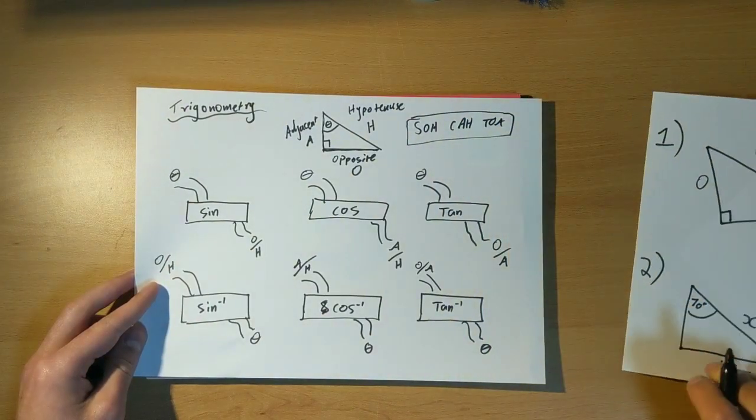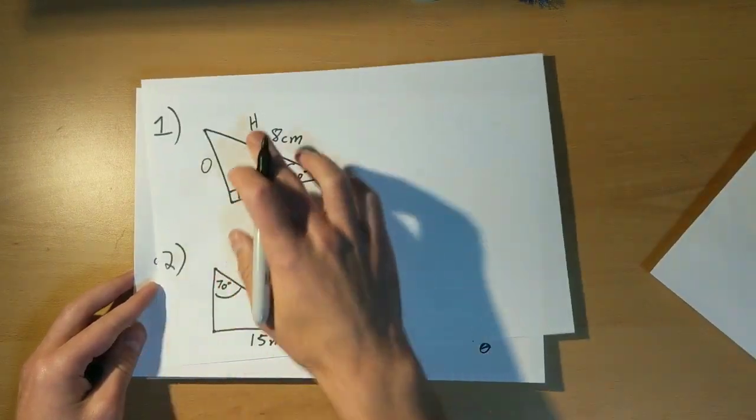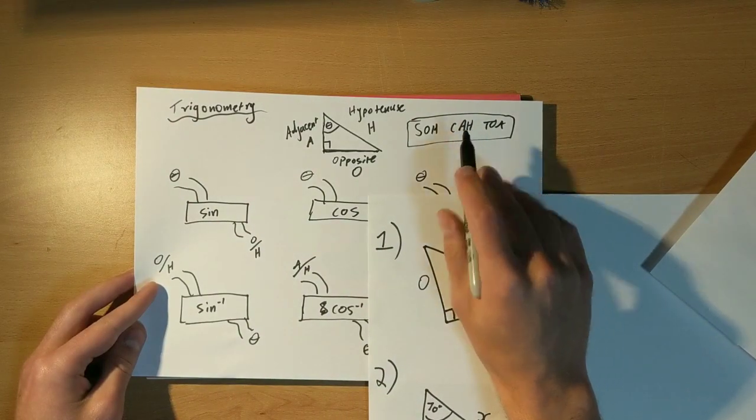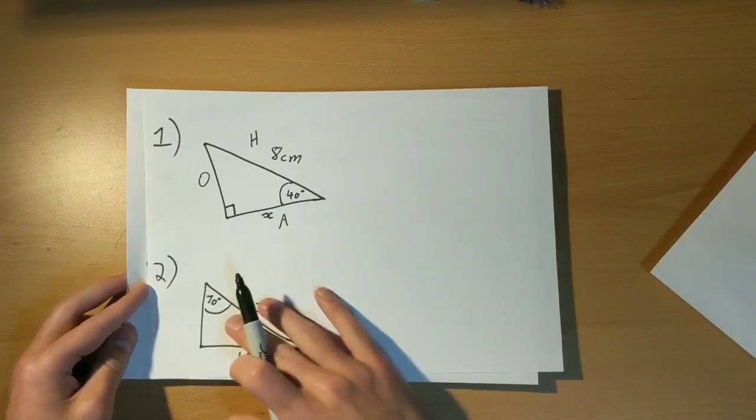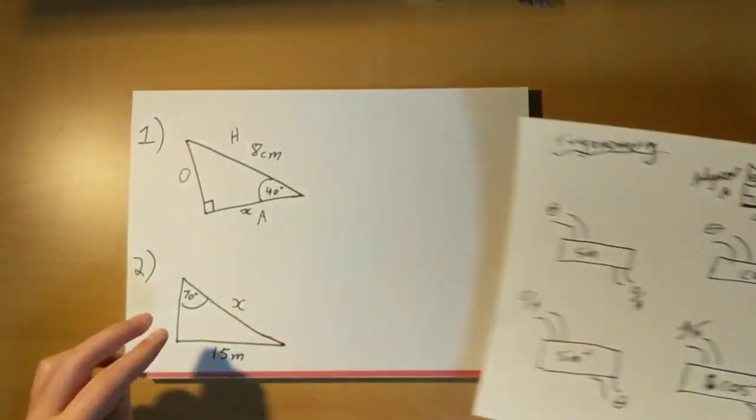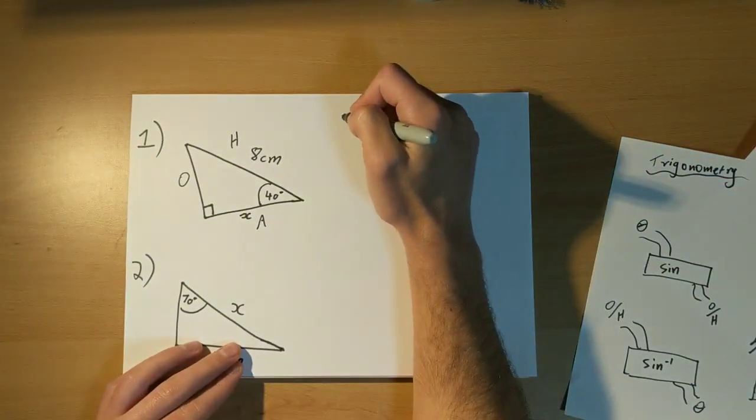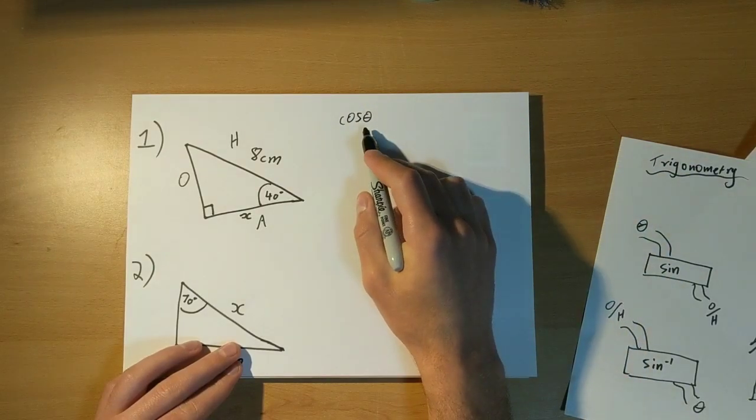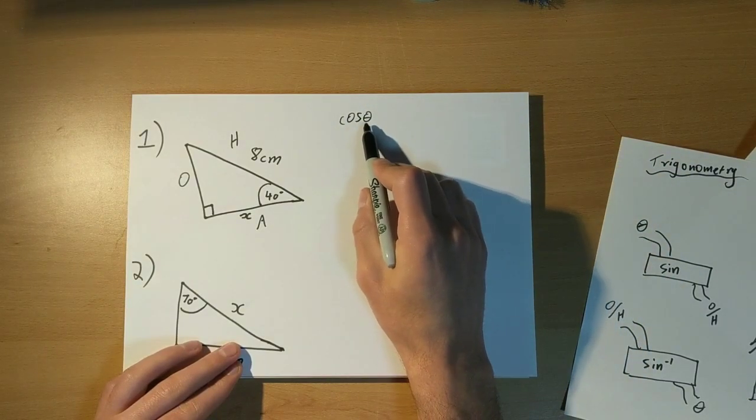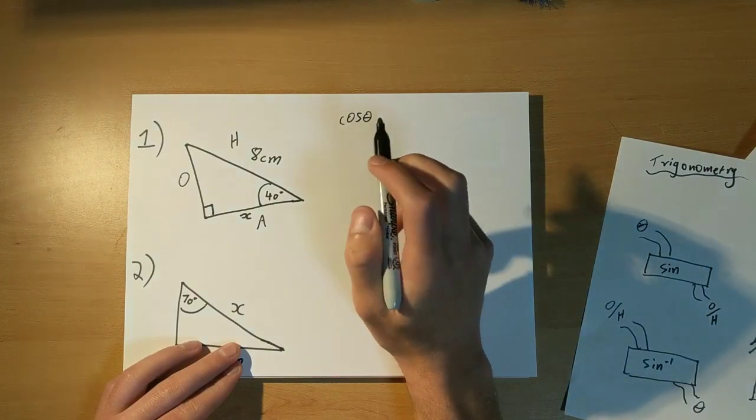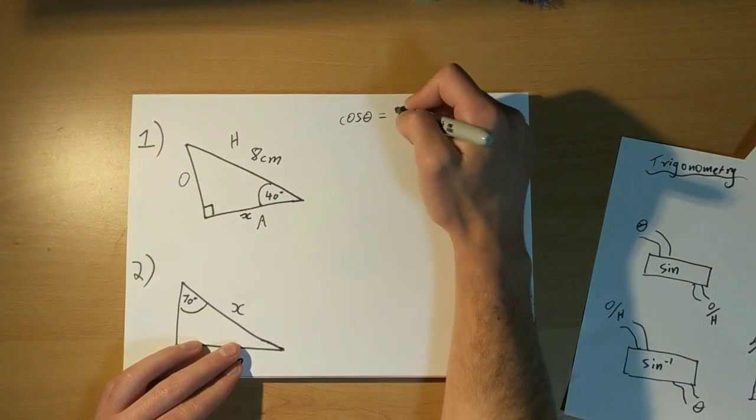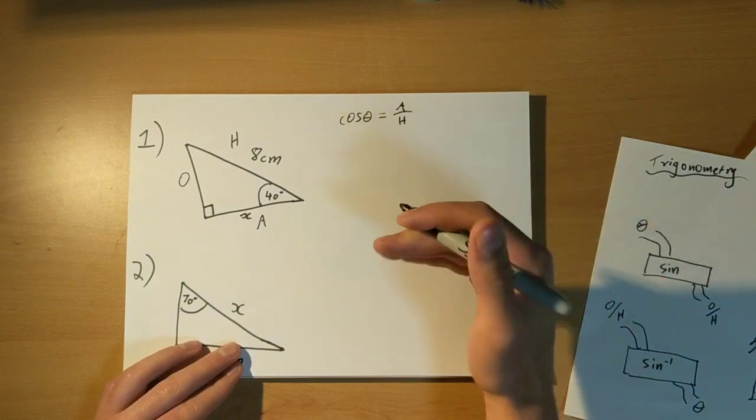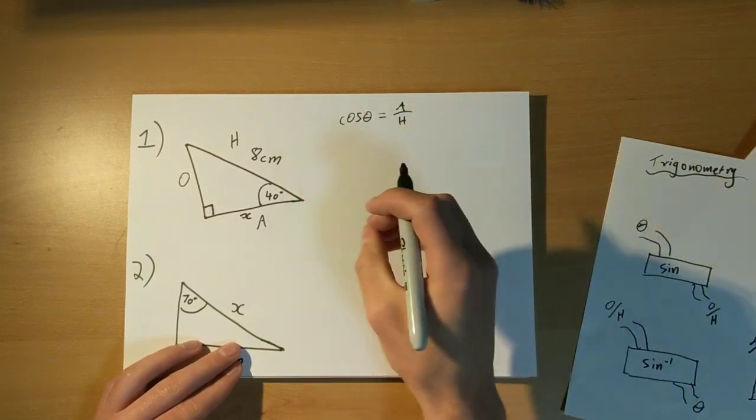And if I need the adjacent over the hypotenuse, then I want to use the adjacent over the hypotenuse, which is the cosine ratio. So I'm going to start by writing that the cosine of theta, so that's how I write it. That means that I'm taking theta, the angle, and I'm putting it into the cosine machine, equals the adjacent over the hypotenuse. Then I'm going to fit in whatever numbers I have.